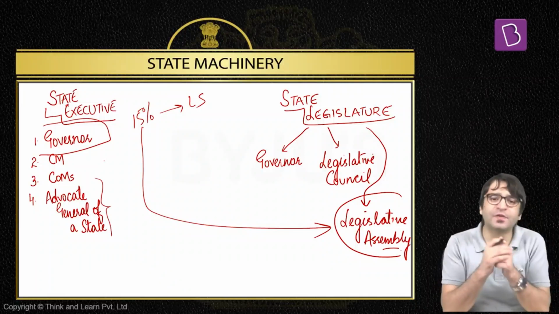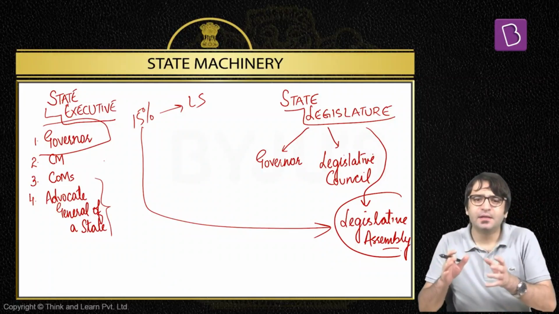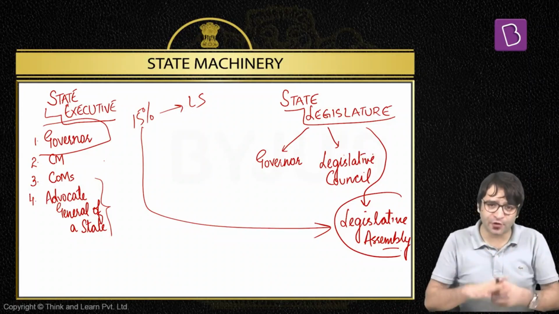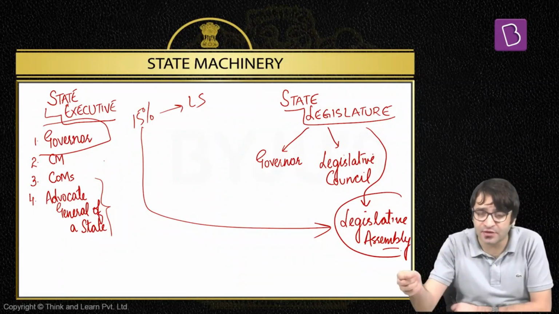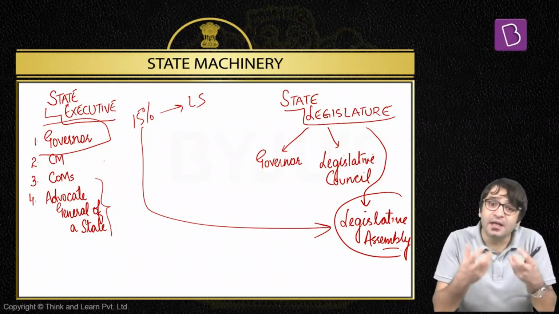But when it comes to the advocate general of a state, the position can be slightly compared with the position of the attorney general for India. Now, who is this attorney general for India? The first law officer of the country. It is his responsibility to defend the central government in the Supreme Court and in various high courts in this country. That means he is the legal advisor of the central government.